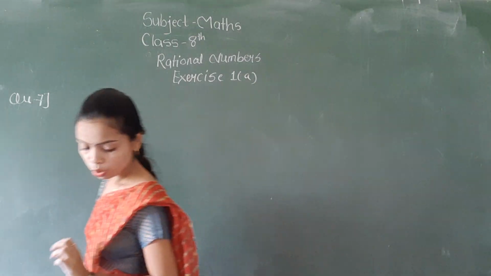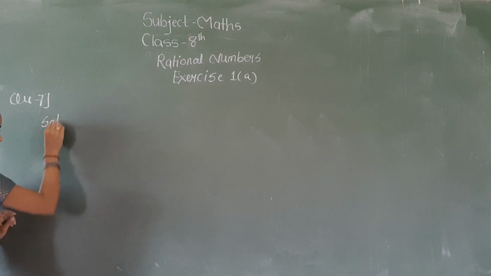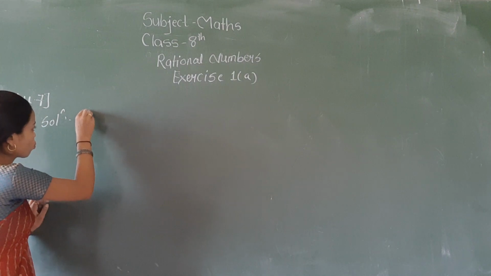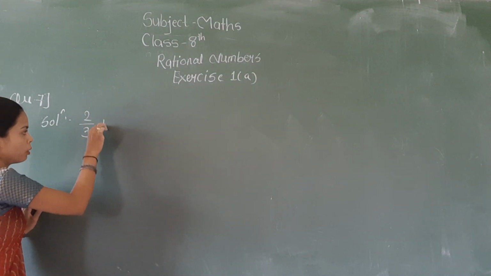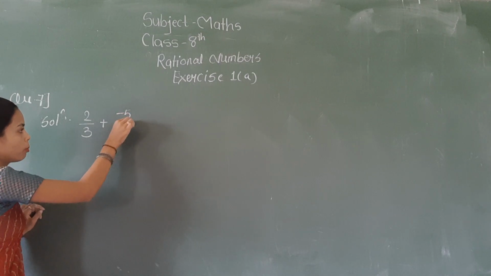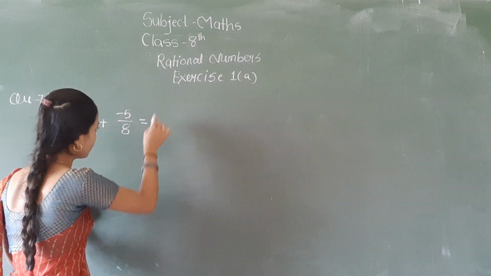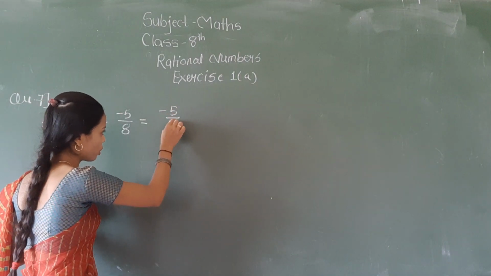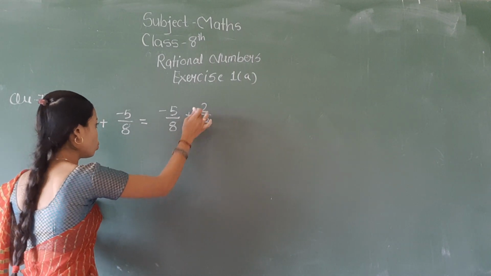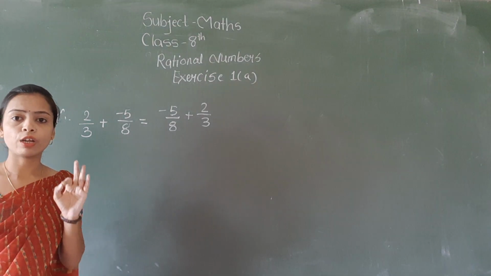First write down the question. I will directly write the solution. In the given solution, first is 2 by 3 plus minus 5 by 8, which is equal to minus 5 by 8 plus 2 by 3. It is a commutative property. We have to verify the commutative property. So to verify it, find out the value of LHS.